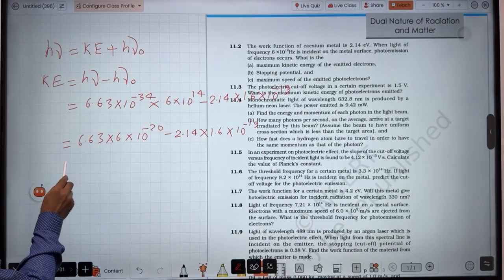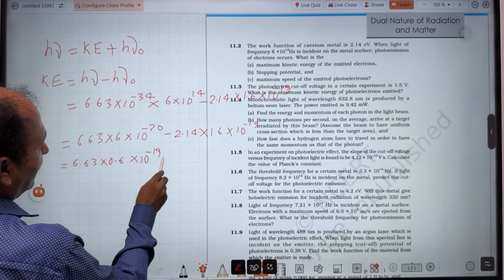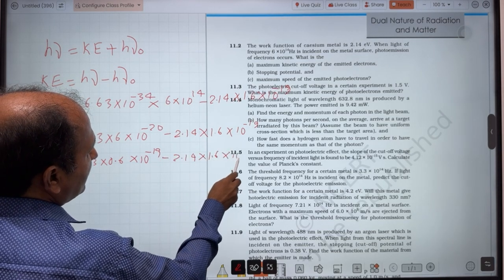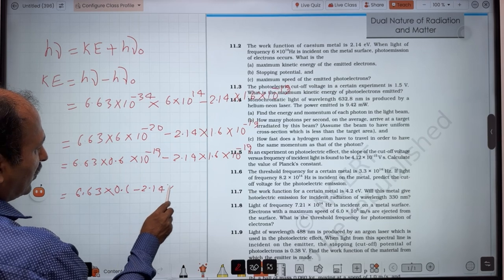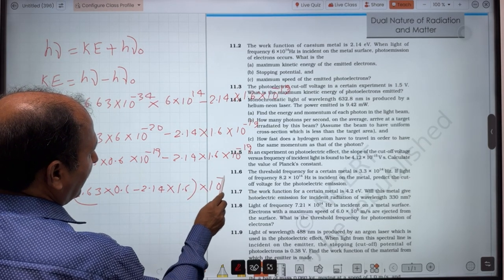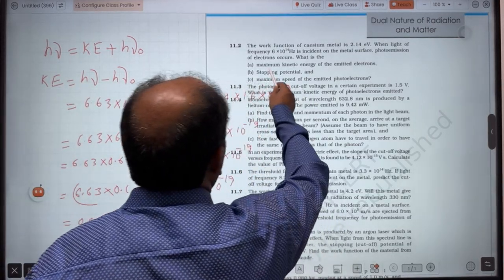So 6.63 into 6 into 10 to the power minus 20 minus 2.14 into 1.6 into 10 power minus 19. Here this will become 6.63 into 0.6 into 10 power minus 19, minus 2.14 into 1.6 into 10 power minus 19. Here 10 power minus 19 we can take out: 6.63 into 0.6 minus 2.14 into 1.6, whole times 10 power minus 19. Now we can evaluate it. So on evaluation we will get 0.54 into 10 to the power minus 19 joule. So this is the maximum kinetic energy. We can convert it into electron volt also. And as we know that stopping potential and maximum kinetic energy are the same, so both will have the same value.